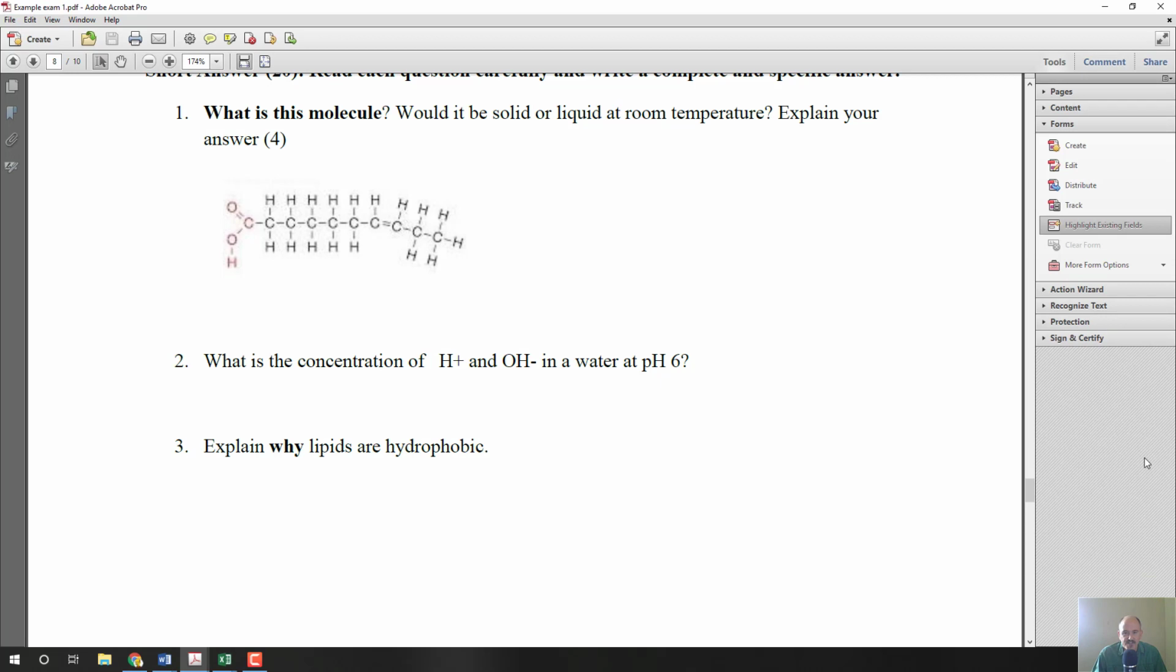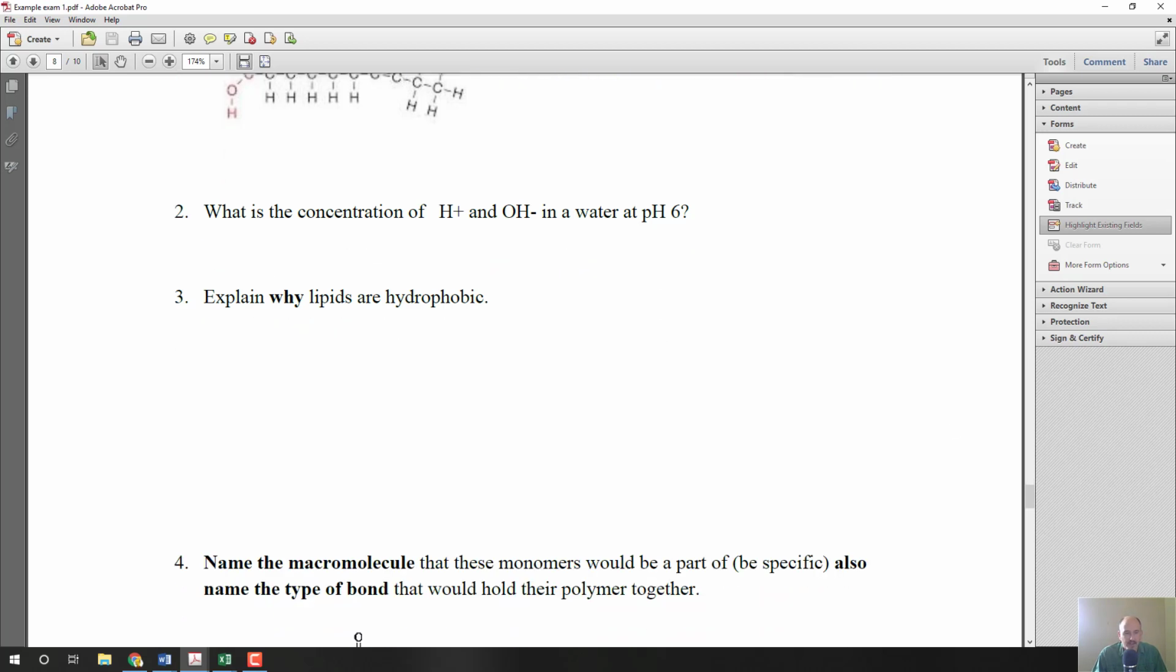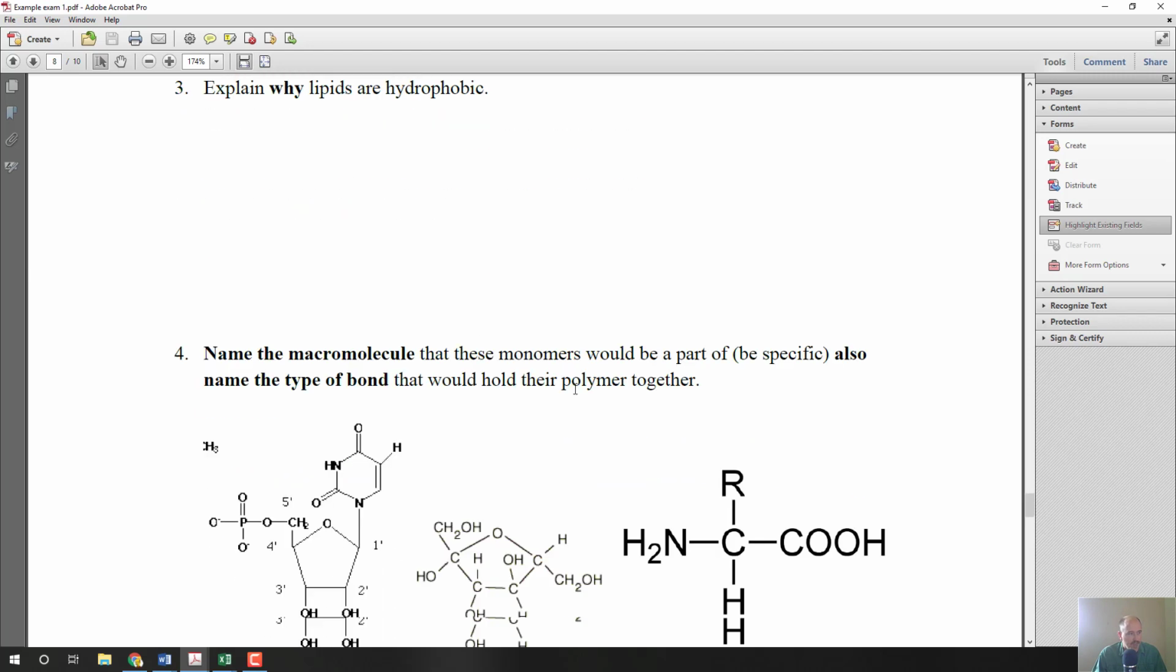Number 2, what is the hydrogen ion concentration and the hydroxide concentration of water with a pH of 6? Hydrogen ion concentration would be 1 times 10 to the negative 6, and hydroxide concentration would be 1 times 10 to the negative 8. Why are lipids hydrophobic? Because they contain mostly hydrogen and carbon stuck together, and those have about the same electronegativity. Therefore, they share electrons equally in a nonpolar covalent bond, making the molecule overall nonpolar.